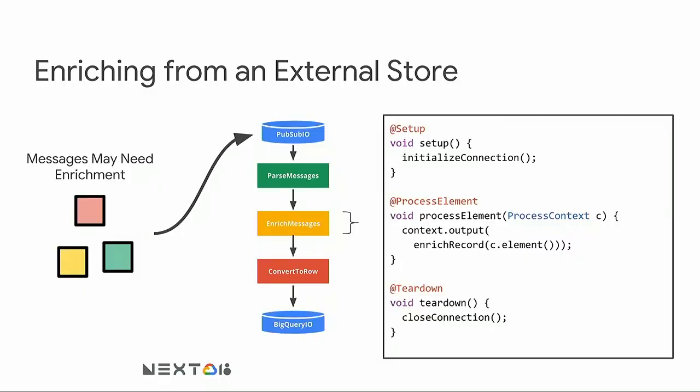So zooming in on our pipeline again, we want to enrich data from an external store. And essentially, we just have added a couple different methods to the enrich messages DoFn. Now, in the @Setup method, we're initializing that connection. We're calling a method to enrich the record, which will then call out to our external data store. And then in our teardown method, we're closing down that connection. And this allows us to have efficient per-record lookups within our pipeline.